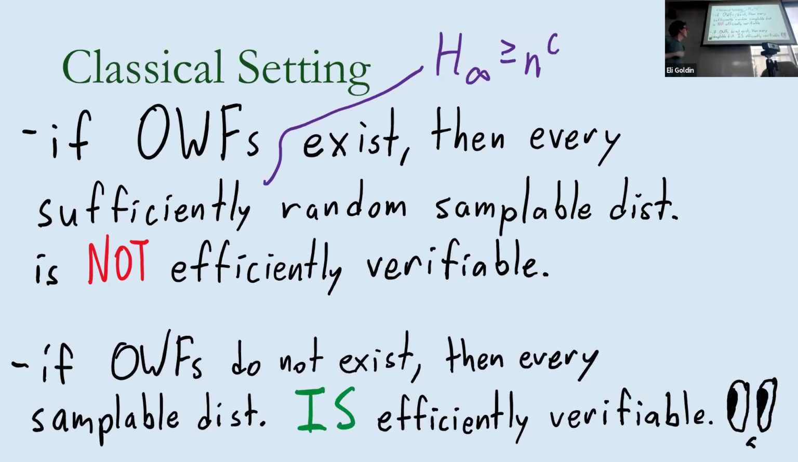So we're going to show this is actually tight. If one-way functions do not exist, then every single samplable distribution is efficiently verifiable. So this is a Pessiland result, where just from the assumption that crypto does not exist, we get something useful. We can verify distributions. You can also think of this as a lower bound, in the sense that if you have a distribution which is not verifiable, then you have a one-way function.